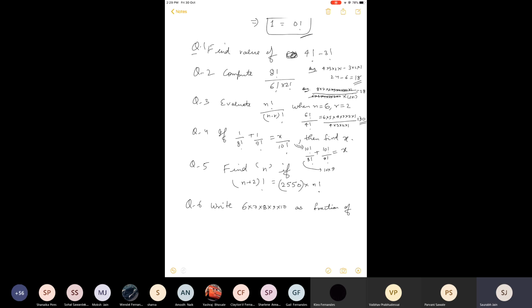Similarly, can you tell me what will be 10 factorial upon 9 factorial? If you have understood this thing, what can be the answer directly? 10 factorial upon 9 factorial is 10. That's it.